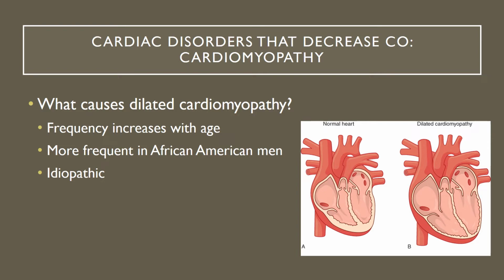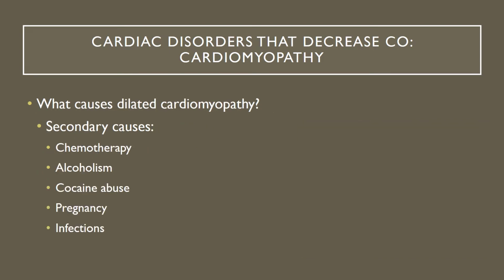So we see cardiomyopathy occur more frequently with age, so with increasing age. It occurs more frequently in African American men, and it's oftentimes of unknown cause, right? So we see age, ethnicity, and then we see unknown causes here. Secondary causes for cardiomyopathies can include chemotherapy, because with chemotherapy, you have chemicals that are circulating through your body that are killing all cells that they encounter. They do target highly mitotically active cells, but that doesn't mean that they don't get some other cells in the process. Alcoholism, cocaine abuse, pregnancy, infections.